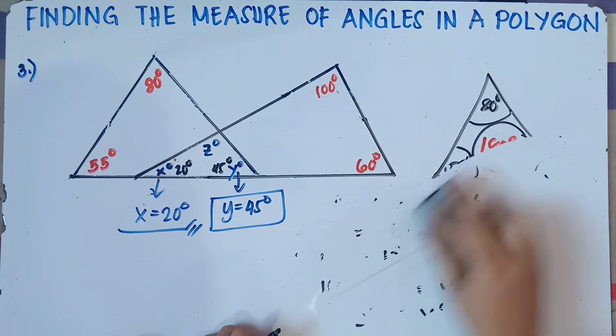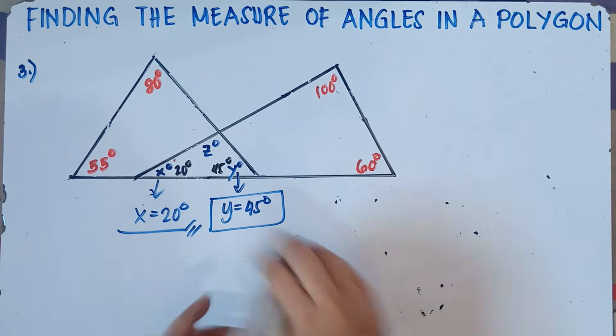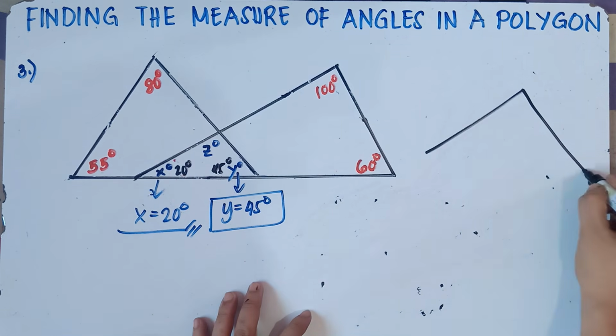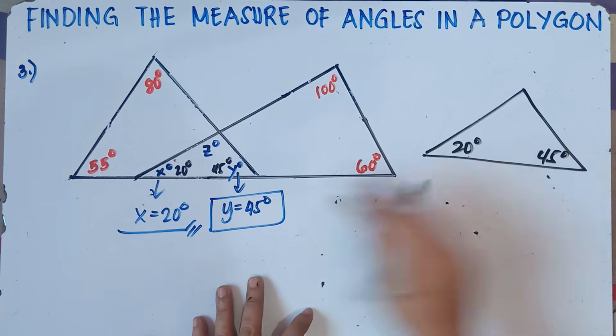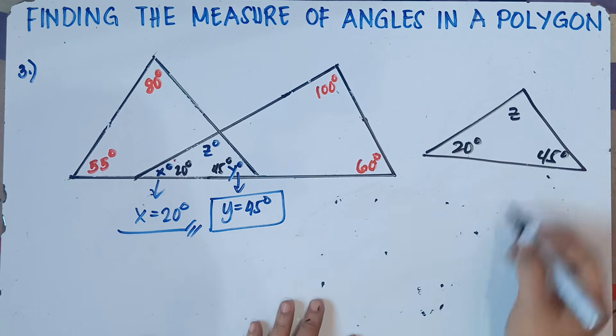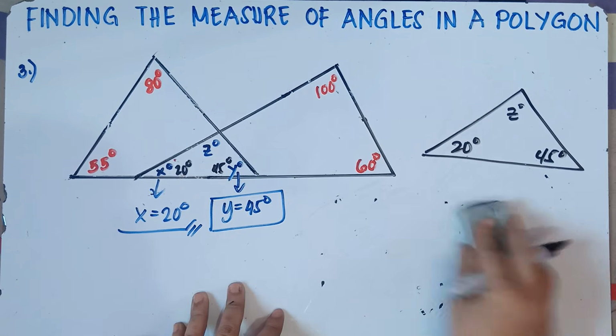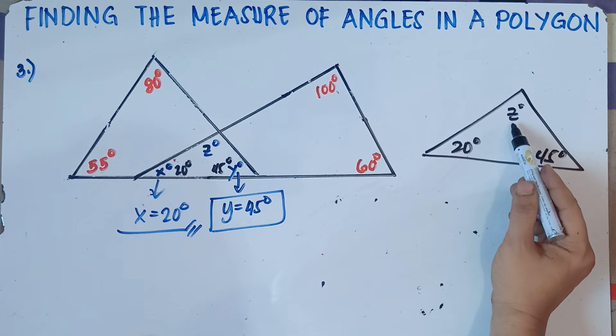Once again, class, if we draw this small triangle, I hope you get this one, class. This is a small triangle. This is 20 degrees, and this is 45 for y. This one, class, the small triangle. And we're looking for z degrees. So therefore, we can just simply add this up, 20 plus 45, and then we subtract it from 180.